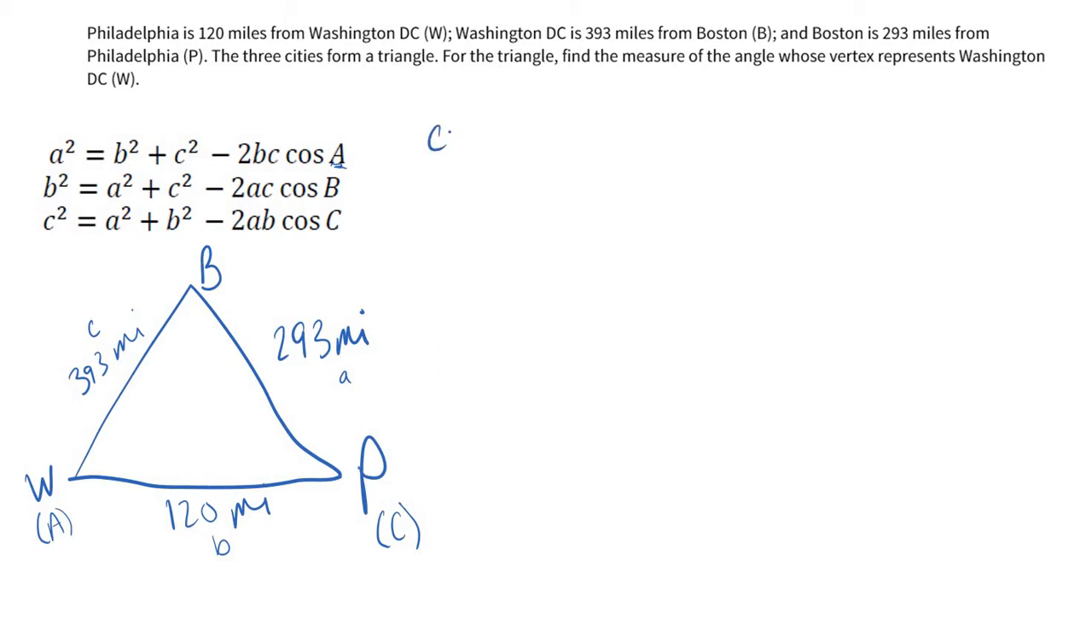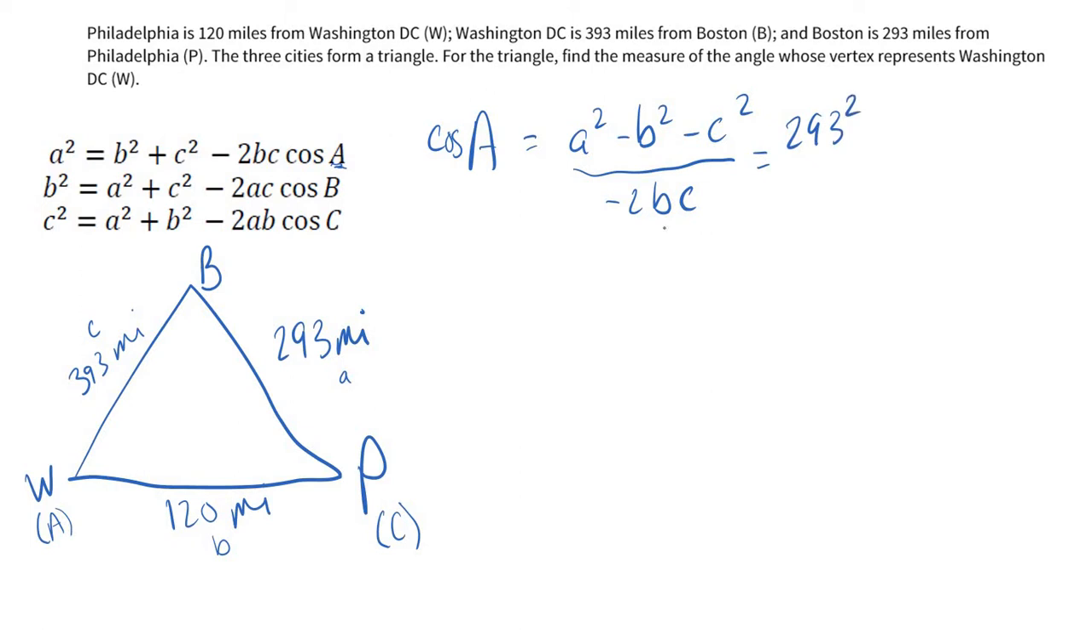So let's go ahead and rearrange that. So cosine of A is going to equal A squared minus B squared minus C squared all over negative 2BC. And of course then we're going to do the arc cosine of all that. Let's go ahead and plug things in. So A squared, so that's 293. Again, if you just kind of look back, reference what I did there. So minus B squared, so that's going to be 120, minus C squared, that's 393. Of course, all of those are squared. Over negative 2 times B, which is 120. And C is, I got to look at my drawing here, 393.